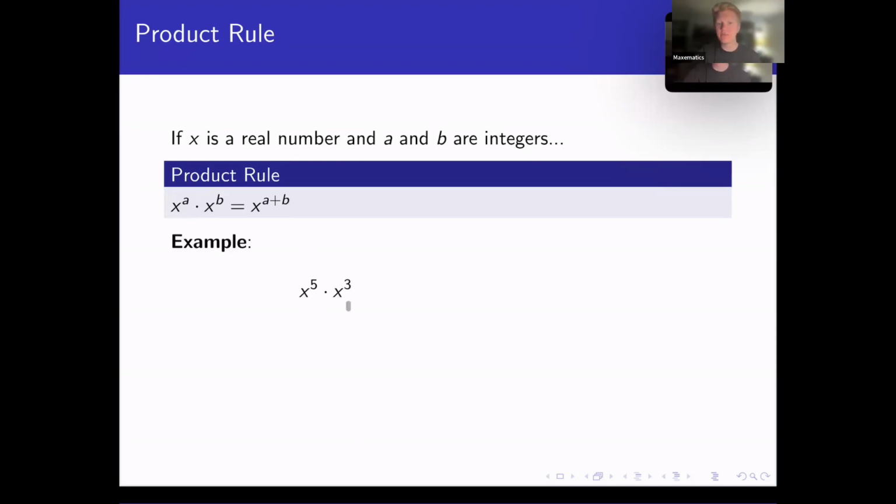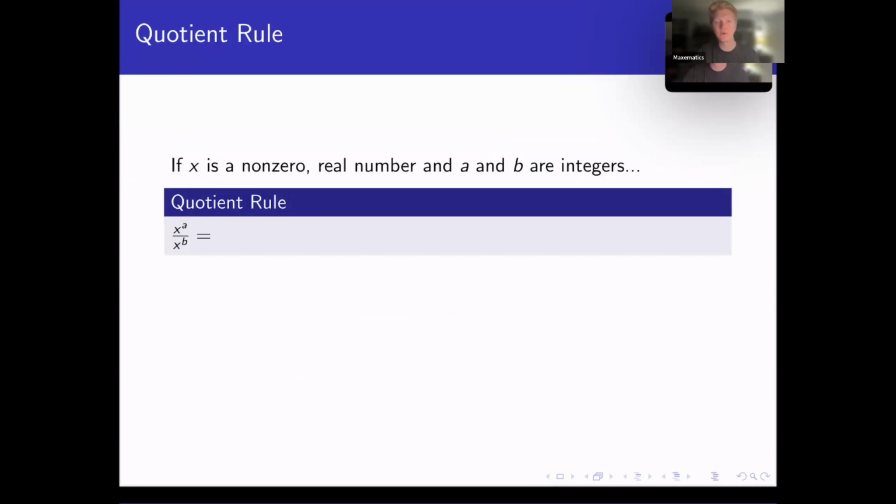X to the fifth times x cubed, well, x to the fifth would be x times x times x times x times x. X cubed would be x times x times x. So if we drop those parentheses, we have 1, 2, 3, 4, 5, 6, 7, 8 x's. So that would be x to the eighth, which we could have also done by just saying this is x to the 5 plus 3. So a little bit of proof as to why.